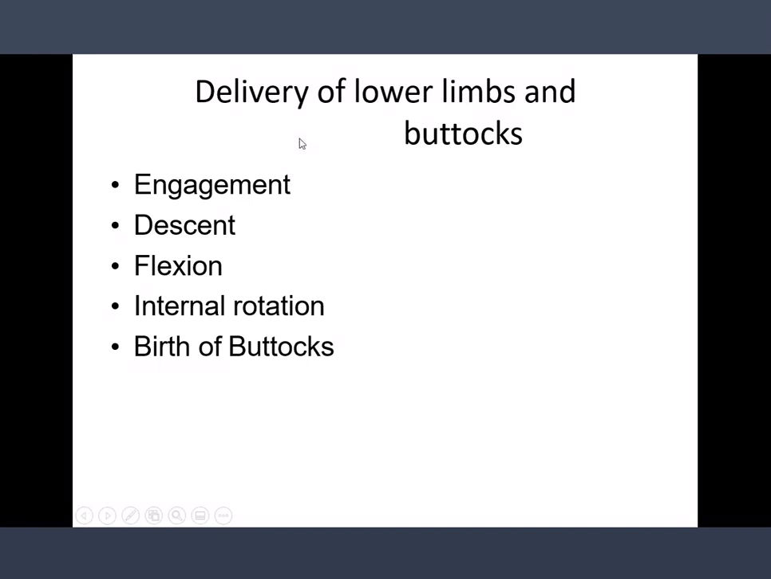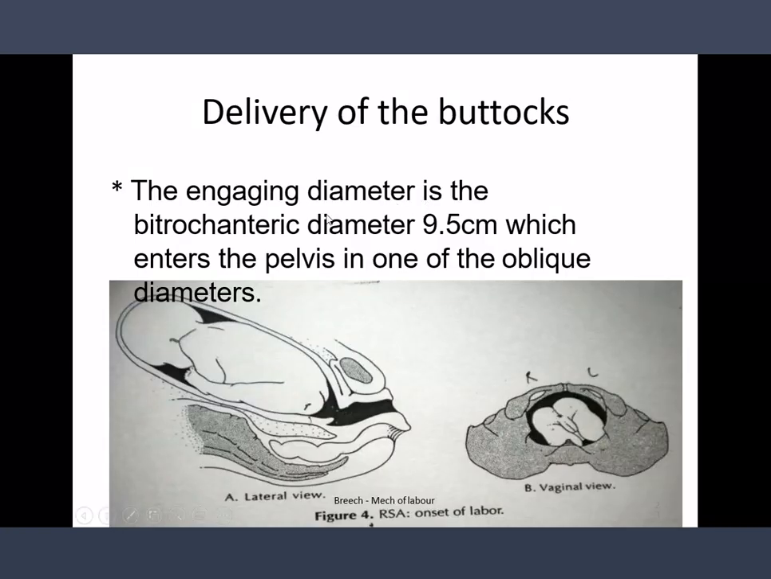First is delivery of the buttocks. First thing is engagement. Second is descent. Third is flexion. Fourth is internal rotation. Fifth is birth of buttocks. Next is restitution. After delivery, in any delivery, there will be restitution followed by external rotation.